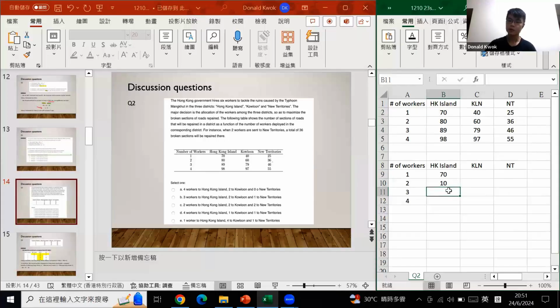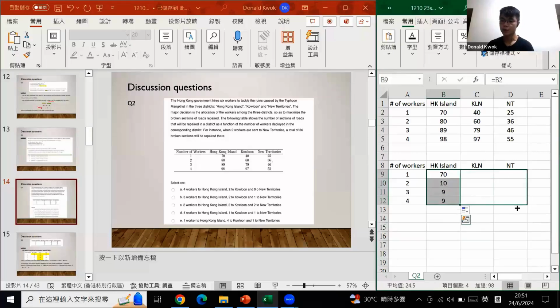Okay, so let me demonstrate for one more unit. How about the third worker to Hong Kong Island? The number of additional broken sessions that can be repaired would be 89 minus 80. 9 broken sessions can be repaired by allocating the third worker, right? Okay, since this logic applies to the fourth worker as well, you can just pull down to obtain the remaining numbers. And since this logic also applies to Kowloon and New Territories, you can just pull the whole column to the right, and you will be able to obtain the whole marginal benefit table for our analysis.